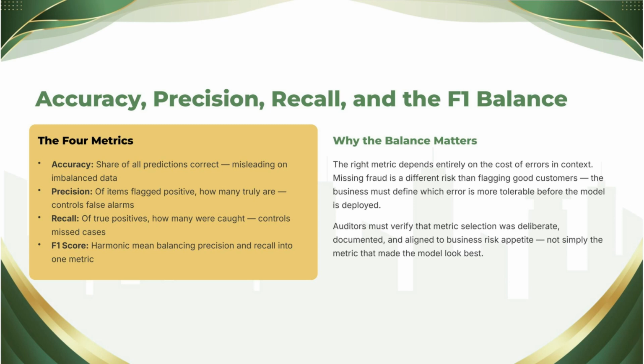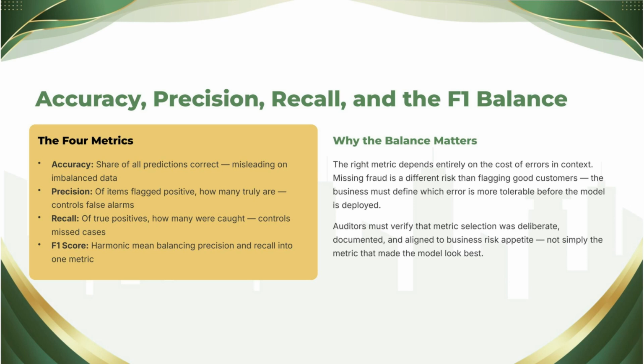Precision asks, of everything you flagged as spam, how much was actually spam? Low precision means genuine emails, maybe your client's contract, land in the junk folder. Recall asks the opposite. Of all the real spam out there, how much did you actually catch? Low recall means phishing emails reach your inbox. Notice the tension? Tighten the filter and precision rises, but recall falls. Loosen it and the reverse happens.